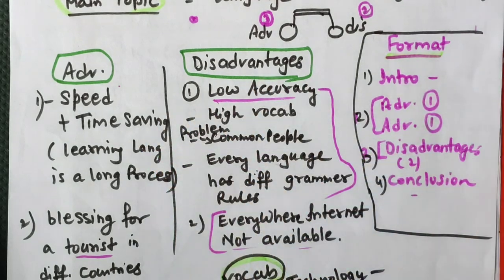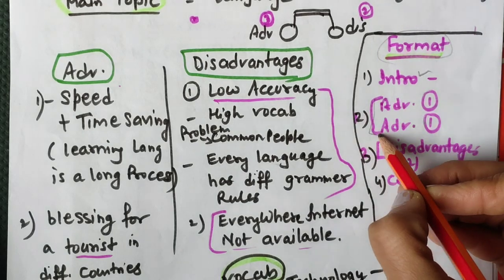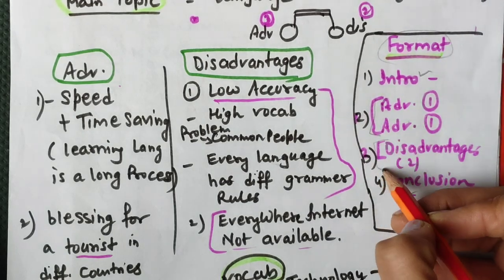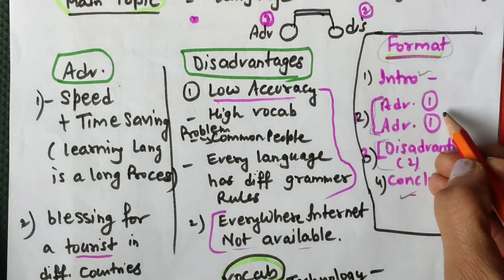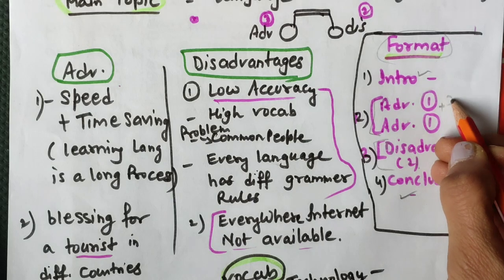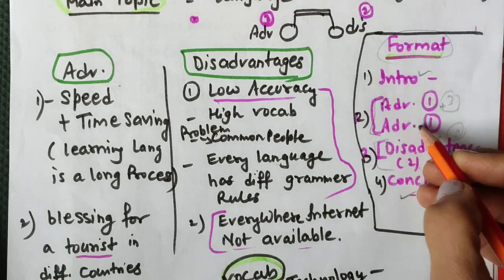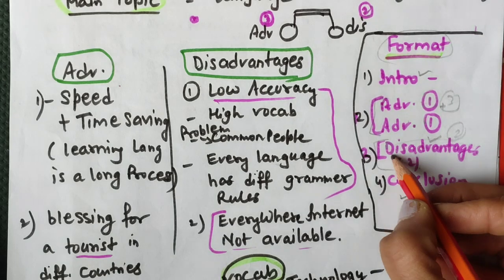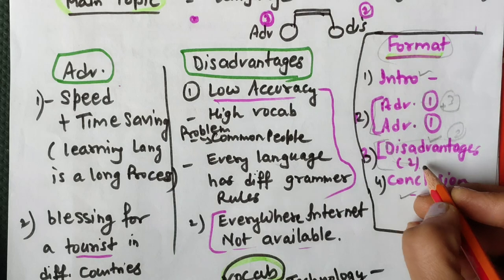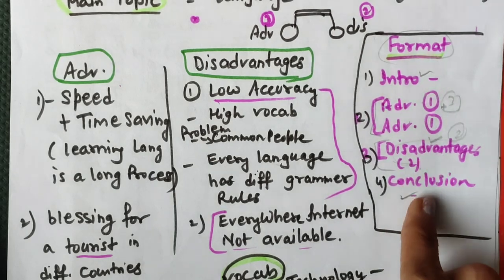The format of this essay, as I have told you, is first the introduction, and last the conclusion paragraph. Within that, body 1 will be about advantages, body 2 will be about disadvantages. But if you are writing more advantages, suppose three advantages and two disadvantages, then you can start with disadvantages first and then talk about more advantages. But it should not be that the disadvantages are written in very few words. No, expand the paragraphs equally.